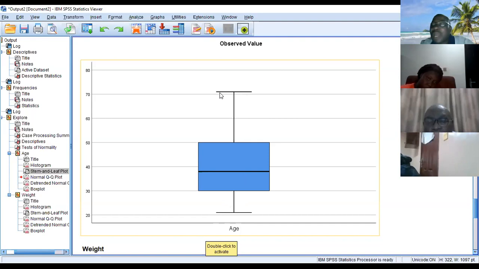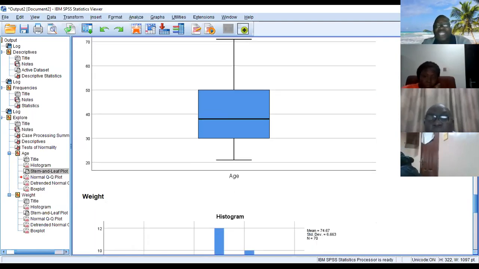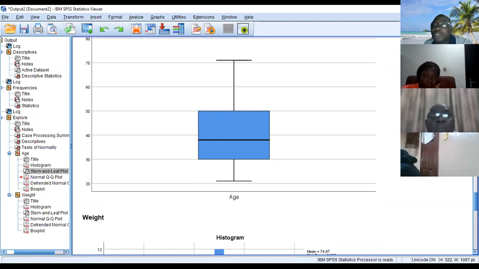If you have an extreme outlier, it will show it. Maybe when we get to the skin lesion data, you'll see. Okay. You see that this thing is skewed now. If it's not skewed, the median should be in the middle of the box. Because we know that it's skewed to the right. If it's skewed to the left, the lower part will be more than the upper part.